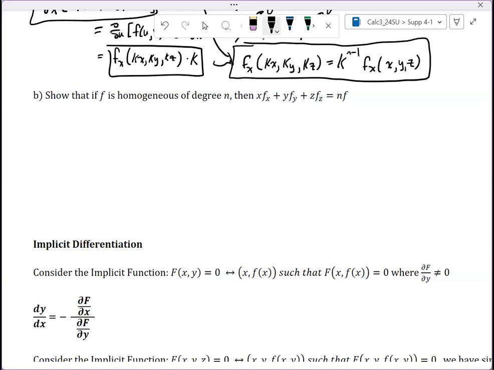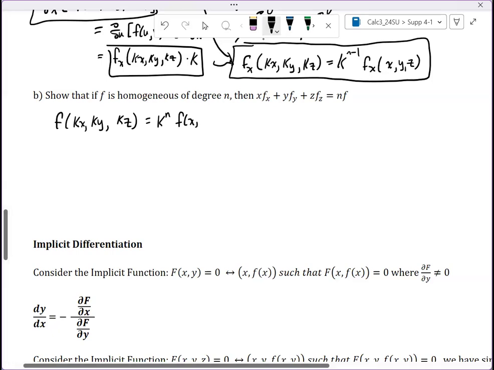Okay, for part B, we now want to show that if f is homogeneous of degree n, then x f_x plus y f_y plus z f_z equals n times f. So again, we have f being homogeneous of degree n, so f(kx, ky, kz) equals k^n f(x, y, z).